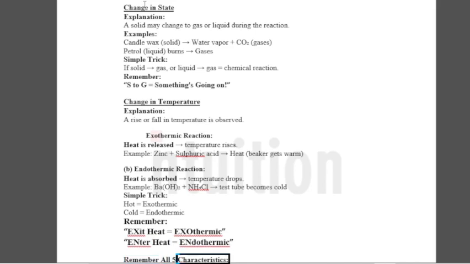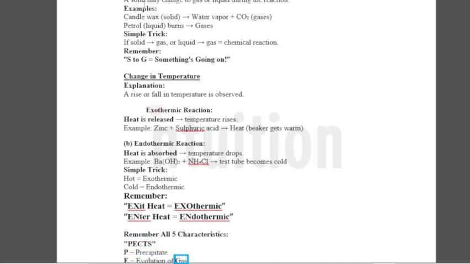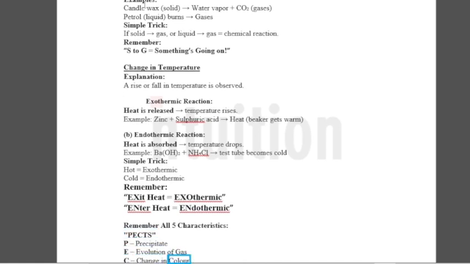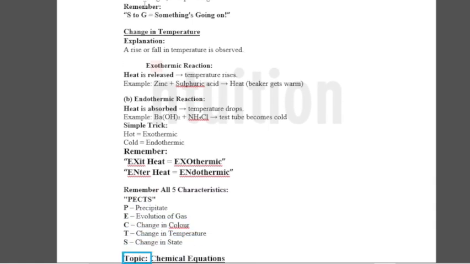Remember all 5 characteristics: PECTS. P: precipitate. E: evolution of gas. C: change in color. T: change in temperature. S: change in state.